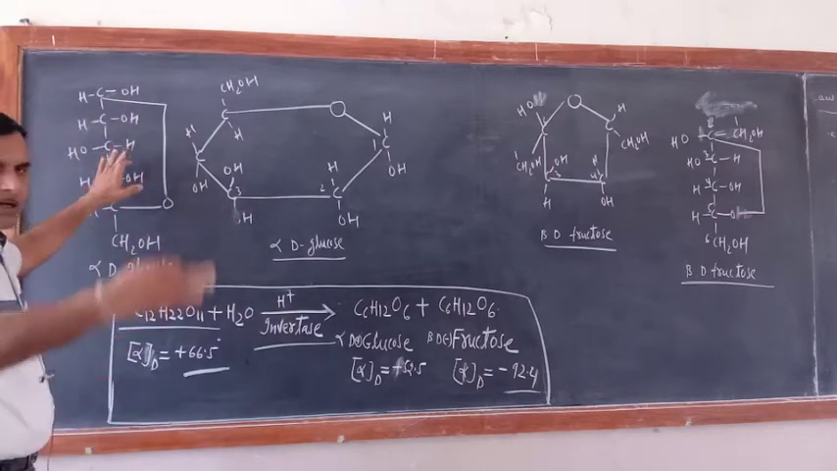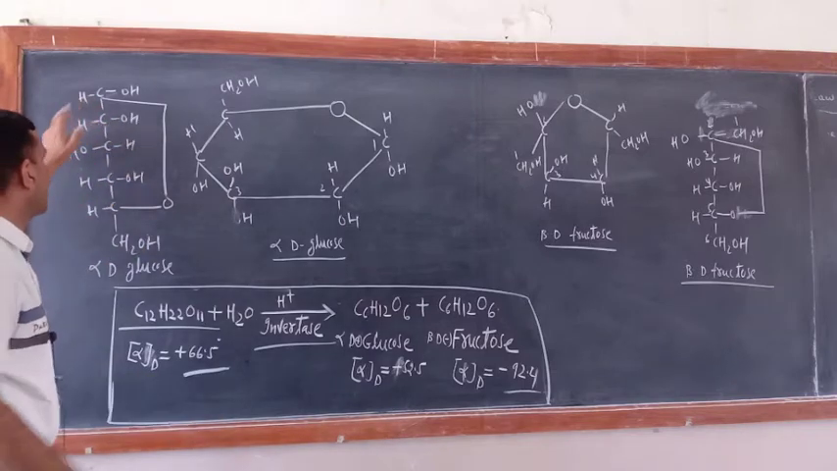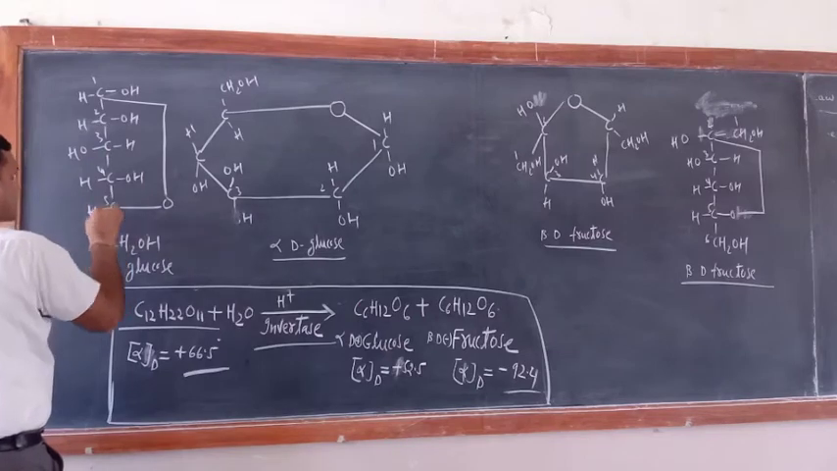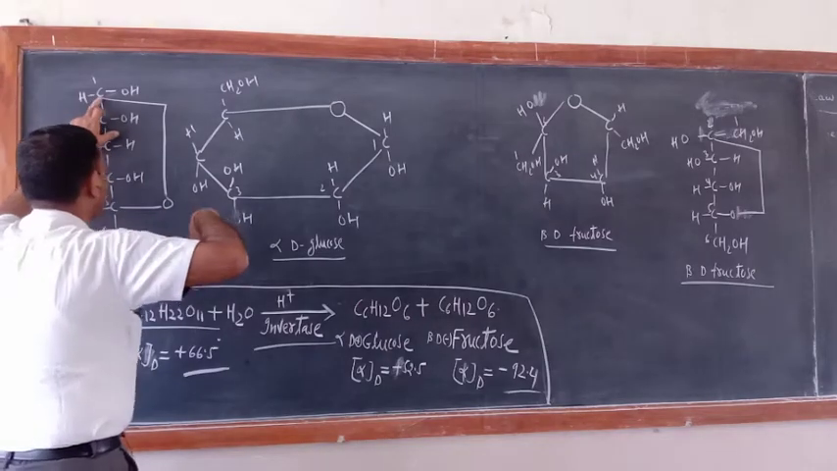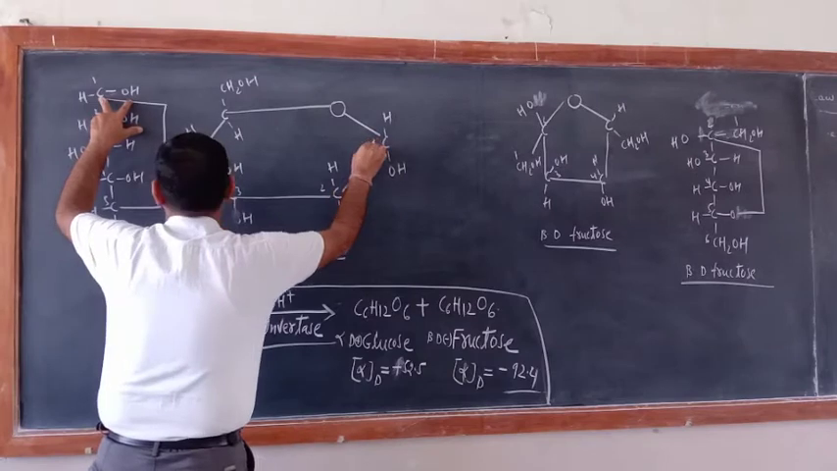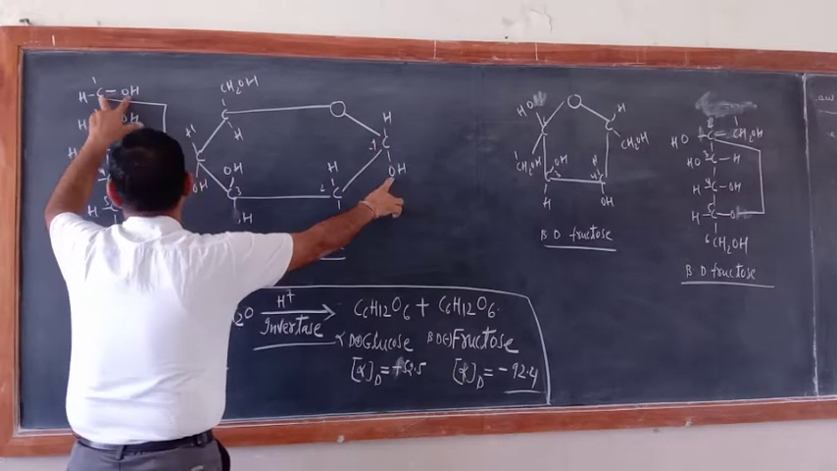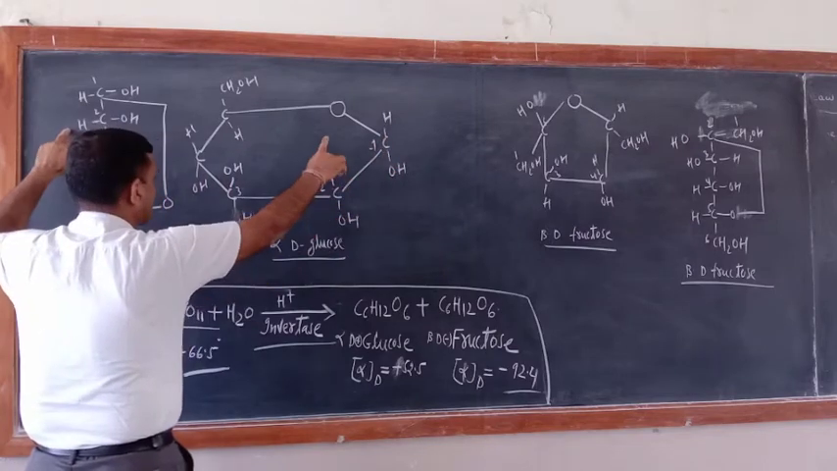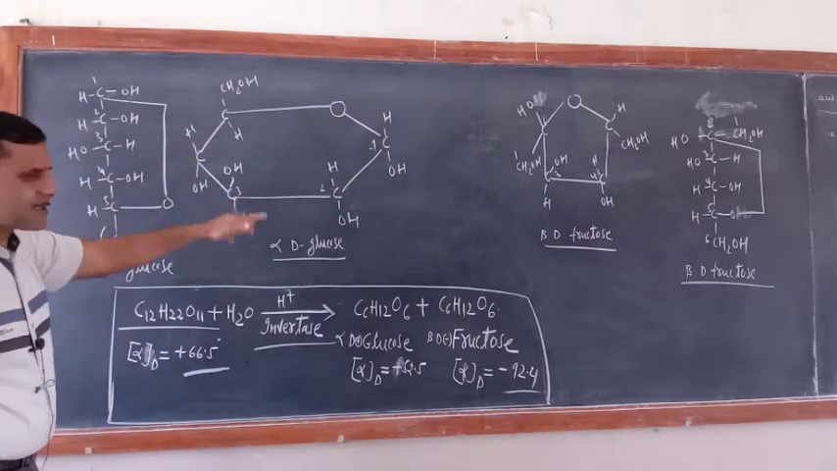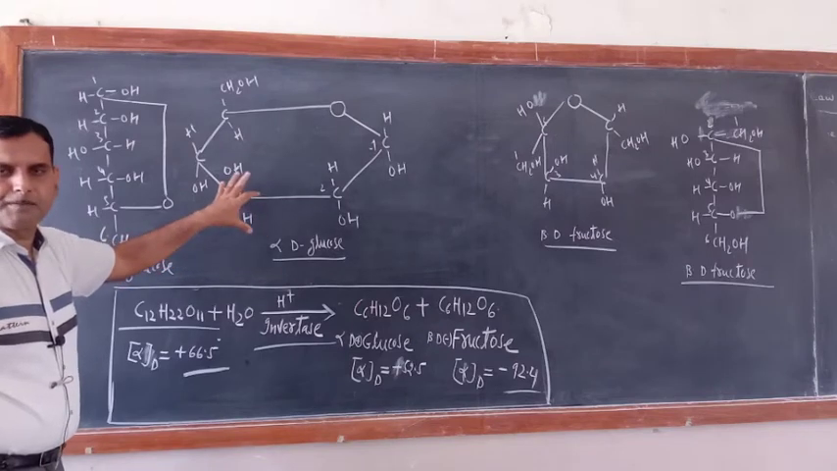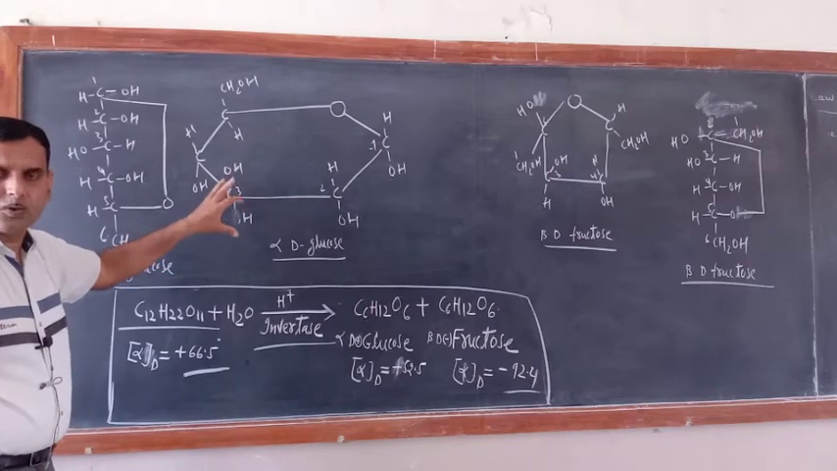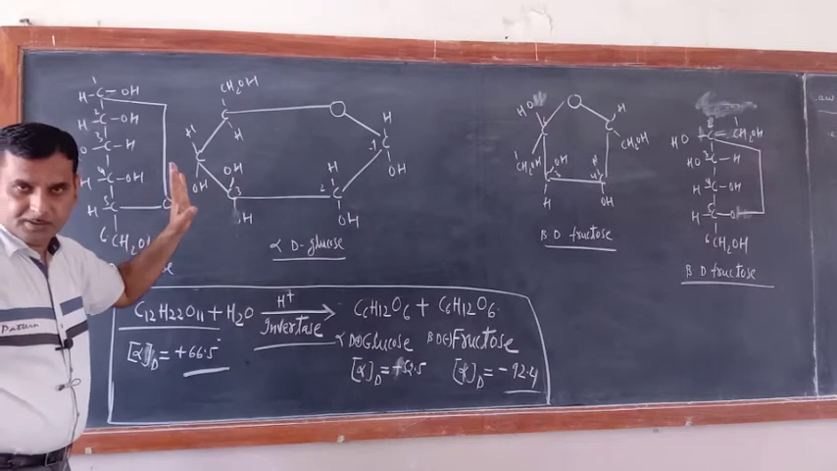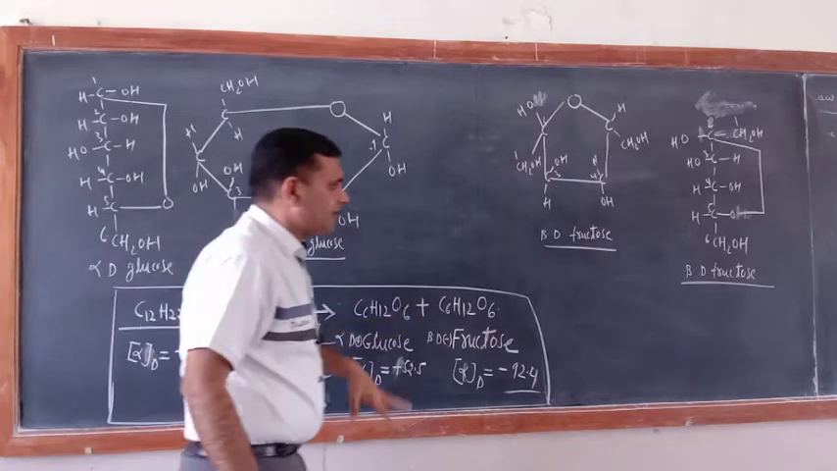Whichever groups are on the right hand side, they will be down. This is carbon number 1, 2, 3, 4, 5, 6. At carbon number 1, OH is on the right hand side, so I put it down. H is on the left hand side, so up. Second carbon, OH down, H up. Like that you make it. This is the Haworth projection formula for glucose, or what you can say, the glucopyranose structure.